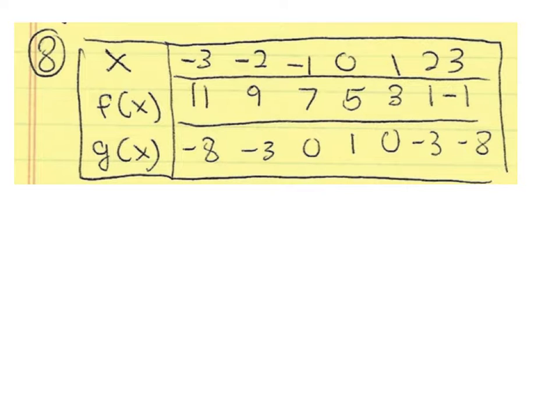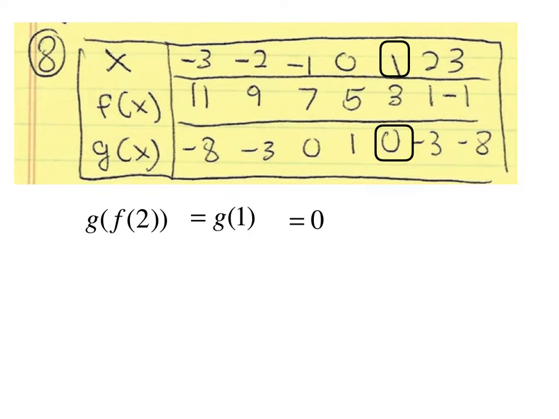This example asks for g of f of 2. My input is 2. F of 2 is 1. So I want to find g of 1 now. G of 1, the value of the function g at x equals 1, is 0. So g of f of 2 equals 0. So that's how we use a table.